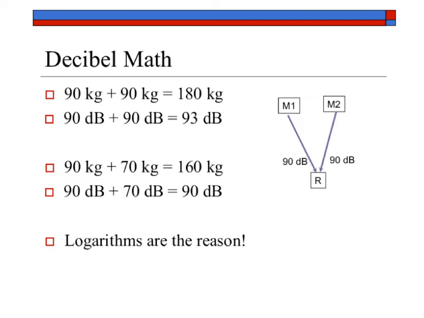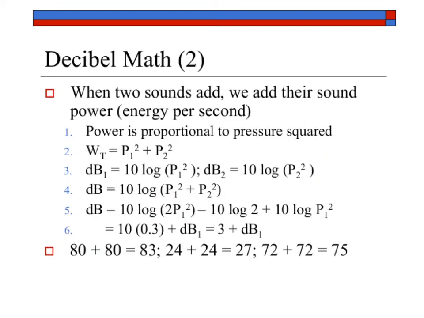Let's take another example. 90 kilograms plus 70 kilograms. You just add up the 90 plus 70, that's 160. So if you have both of those weights on a scale, it's going to be 160 kilograms. But 90 decibels plus 70 decibels will only be 90 decibels. Why is it that decibel mathematics is so different from ordinary mathematics? The fact that it's based on logarithms is the reason. Let me try to explain why this is.